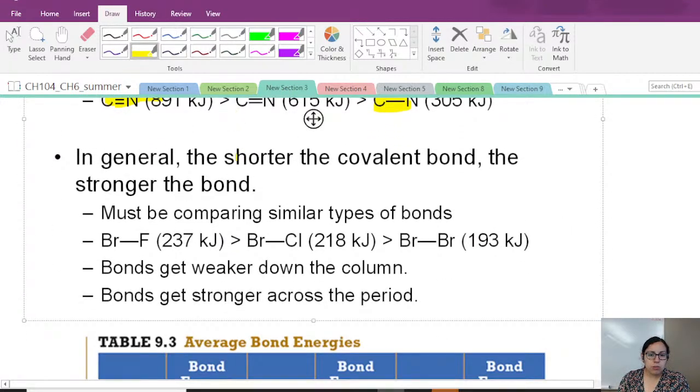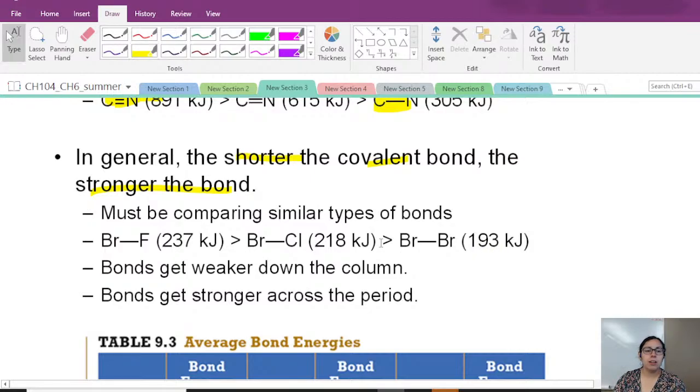And then in general, the shorter the covalent bond, the stronger. Again, that also makes sense. So we can compare, so your bromine-fluorine bond, where fluorine is a lot smaller, just physically, is 237 versus bromine-bromine, which is 193. And so, right, bonds get weaker down a column. That makes sense as they get kind of bigger, but then they get stronger across the period, or tend to, so thinking of your electronegativity trend.